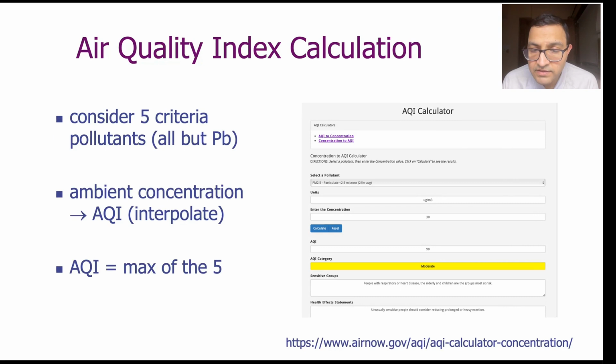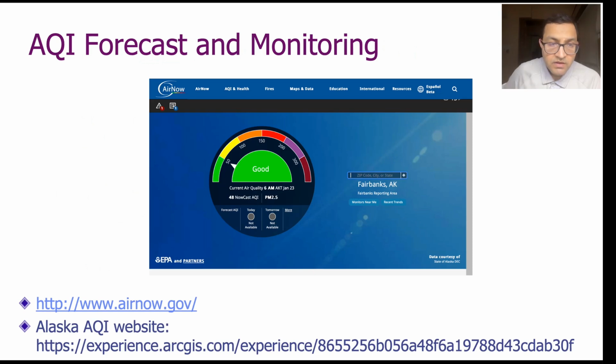There's a nice calculator on the AirNow website where you can convert AQI to concentration and vice versa. There's also this website that can provide forecasts for AQI in any part of the US. It's an EPA partner website, airnow.gov, and you can just put in the zip code and it will give you the AQI. I've also put in a link for an Alaska specific AQI website.